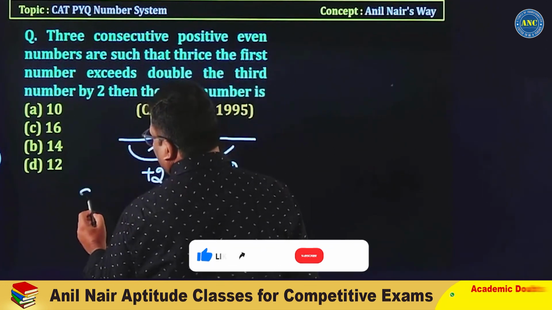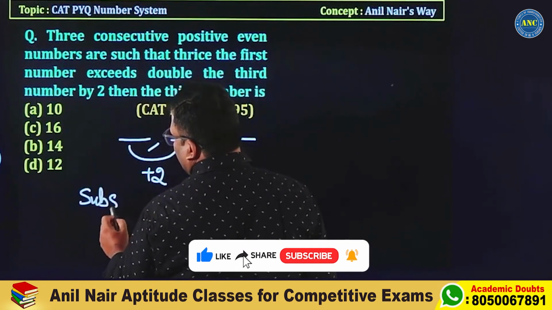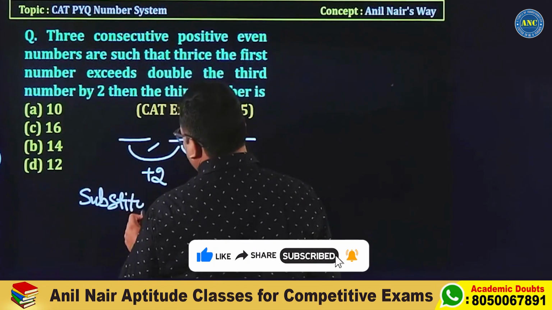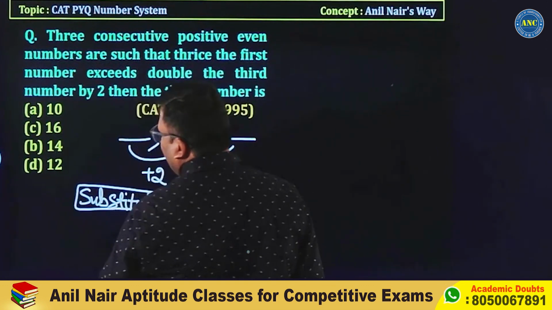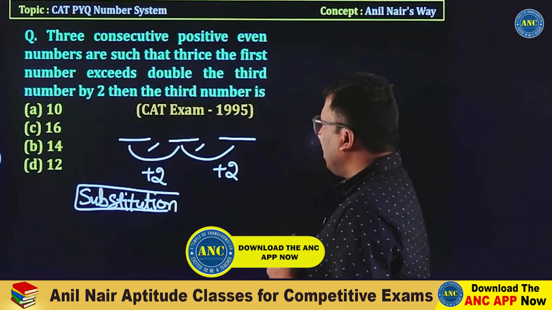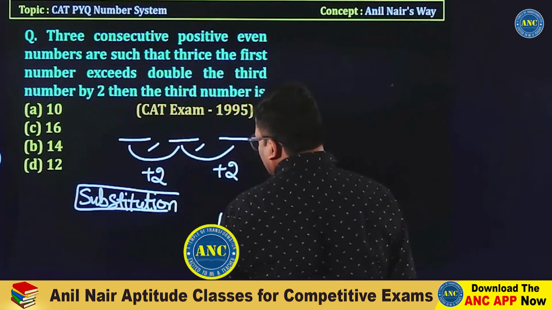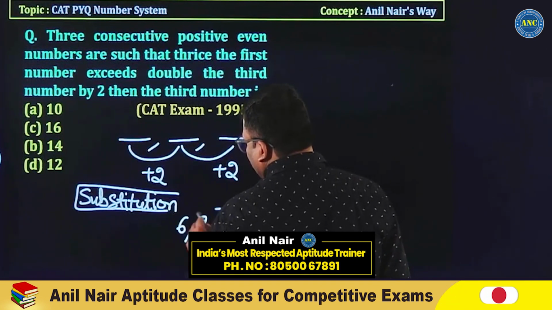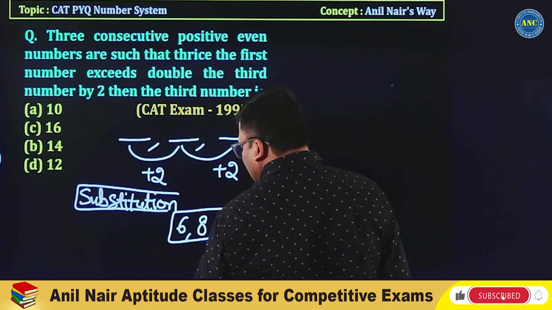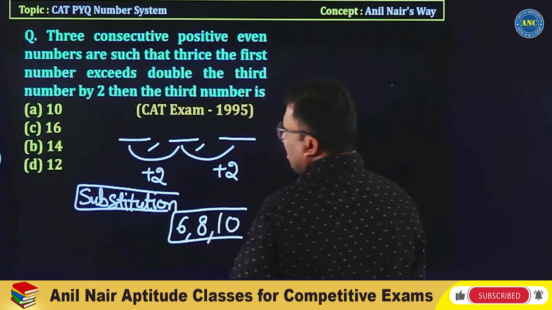Let the third number be something. Now the best way to solve this question is by using substitution. If the third number is 10, the numbers before will be 6 and 8.